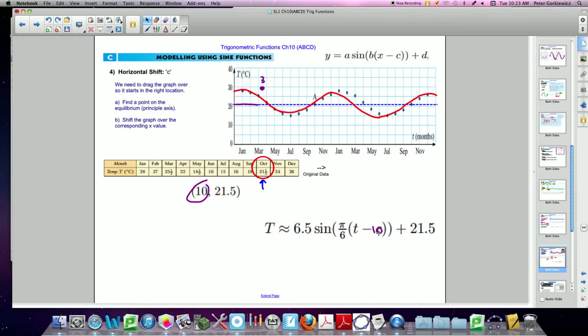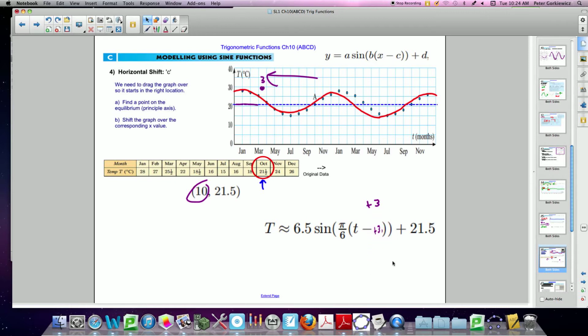So another way you could think about it is drag it 3 units to the left, and so instead of minus 10, we could just say plus 3, because we're just dragging it the other way. So the good news is there's a ton of ways to write it. The bad news is there's a ton of ways to write it.